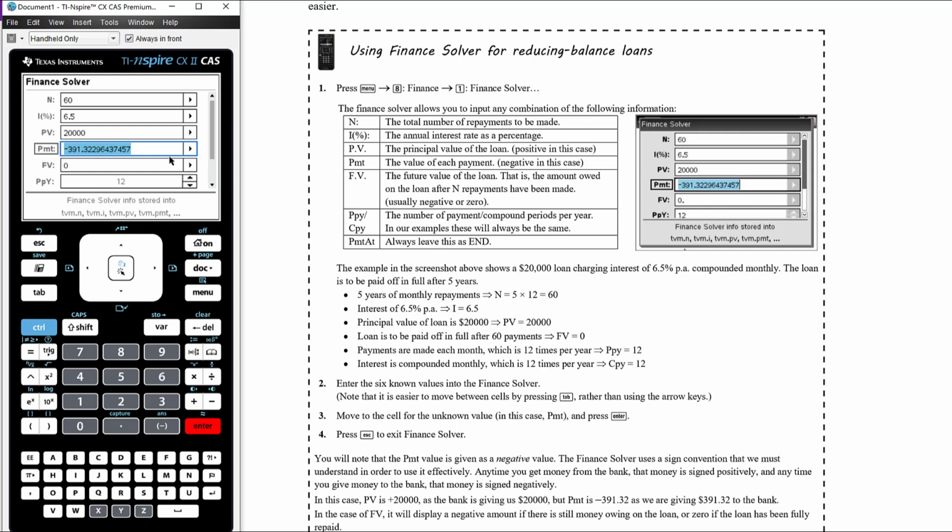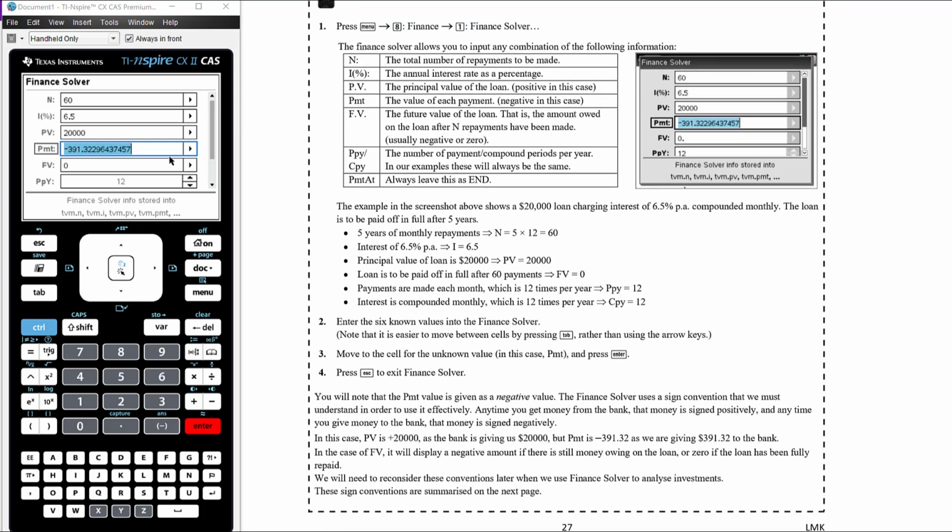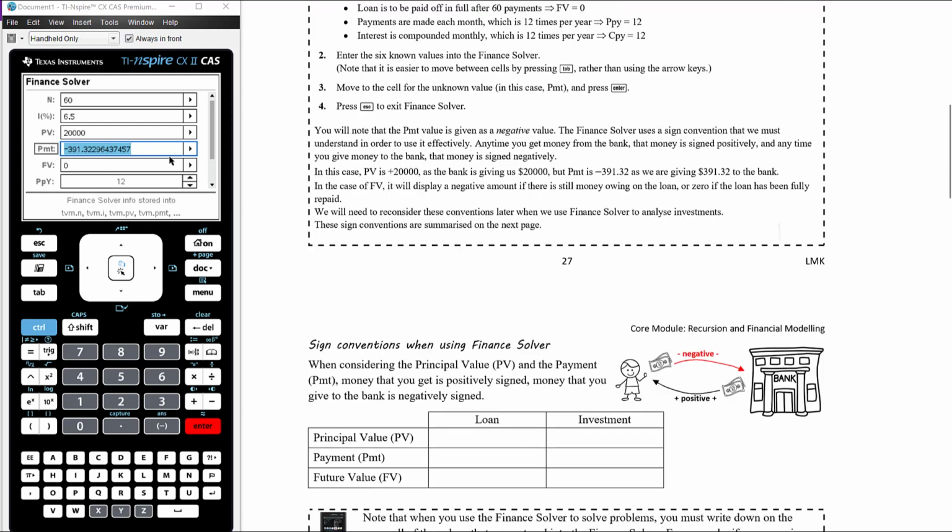If you were answering a question, which is what would the monthly payment be, you don't say that the monthly payment would be negative $391.32. The payment would be $391.32. So it's about just being careful about interpreting that. Future value being 0 is obviously that there's nothing owing further. We'll talk a bit more about that over here.